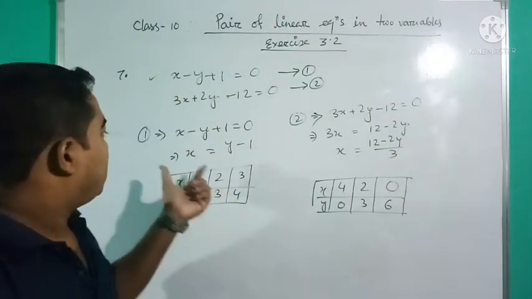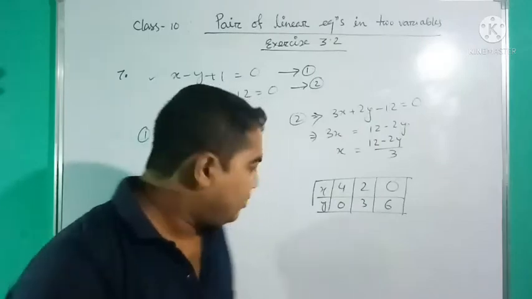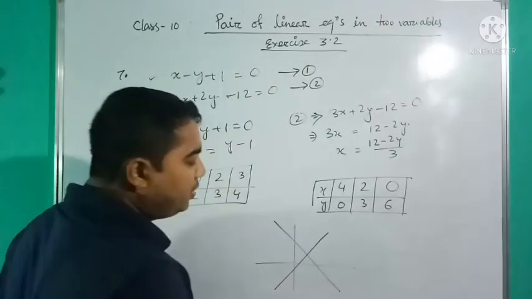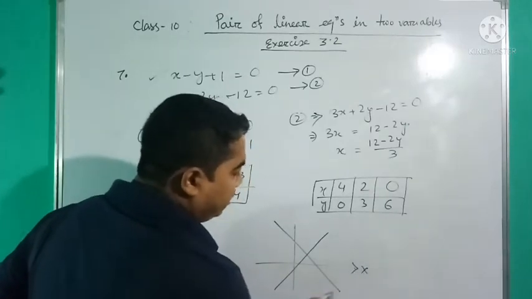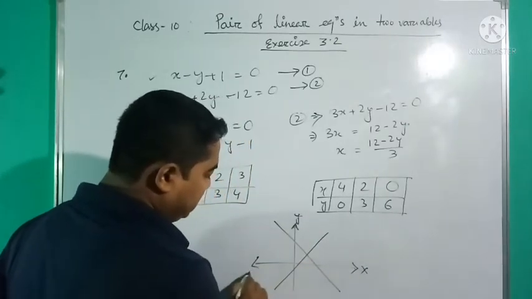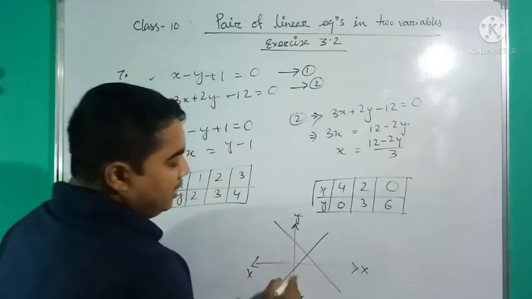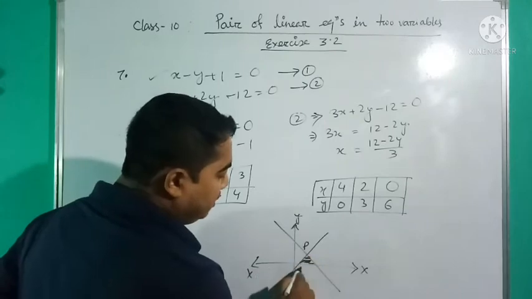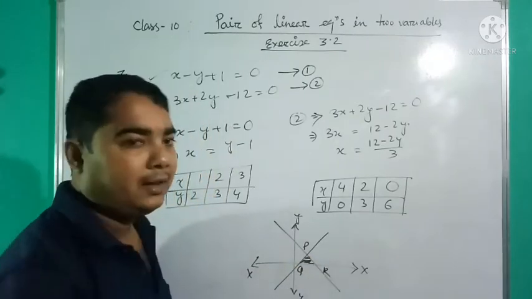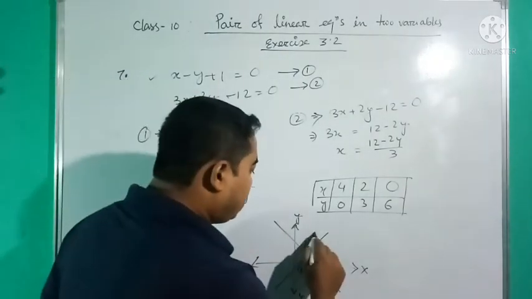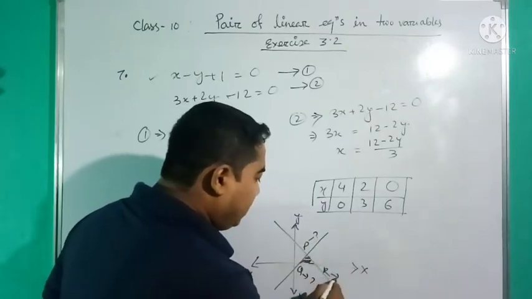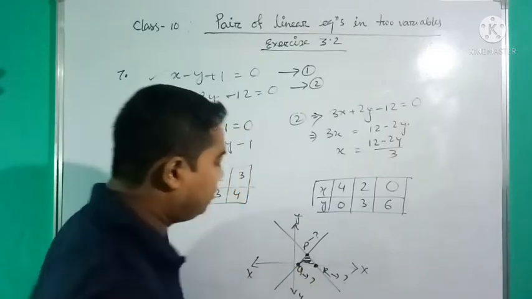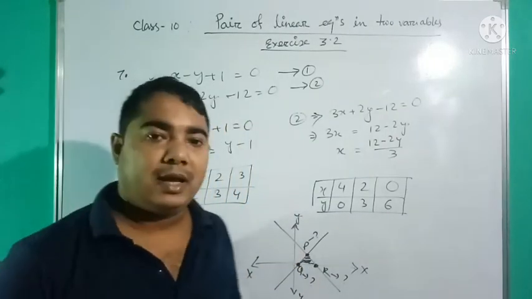Now plot the coordinates of both equations on the same graph paper like this. We plot, and they will intersect at a point. This line is called the x-axis and this one is the y-axis. They will form a triangle like this. Let the triangle be named P, Q and R. Now we need to write the coordinates of P, next Q and R. This coordinate is this one. We need to write the coordinates of P, Q and R.